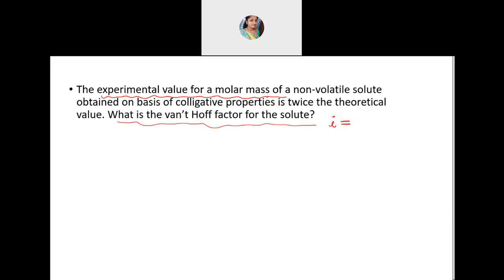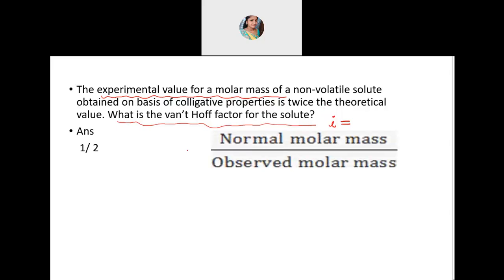Experimental value for molar mass of a non-volatile solute on the basis of colligative properties is twice the theoretical value. Think properly and tell me. Use the formula I told you. The formula you take for colligative property and the formula you use for molar mass are opposite because they are inversely related. Yes, they are inversely related. So your answer should be half. Yeah, half is the correct answer, because the formula is like this, no? i is equal to normal molar mass by observed molar mass.